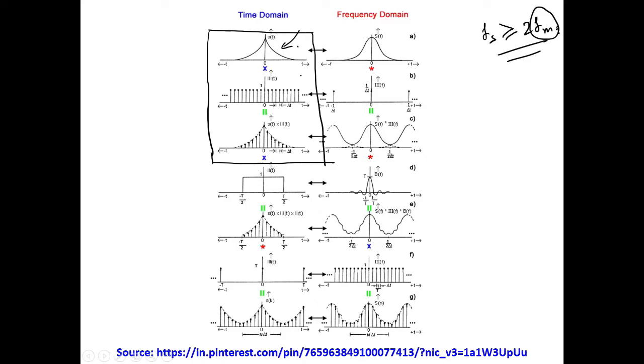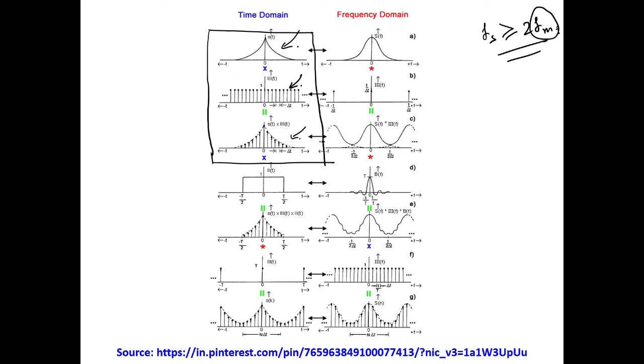Then for sampling, I told you we have to multiply it with the impulse train. So we are multiplying, and we are getting a sampled signal, not time limited. Sorry. Are you getting my point?